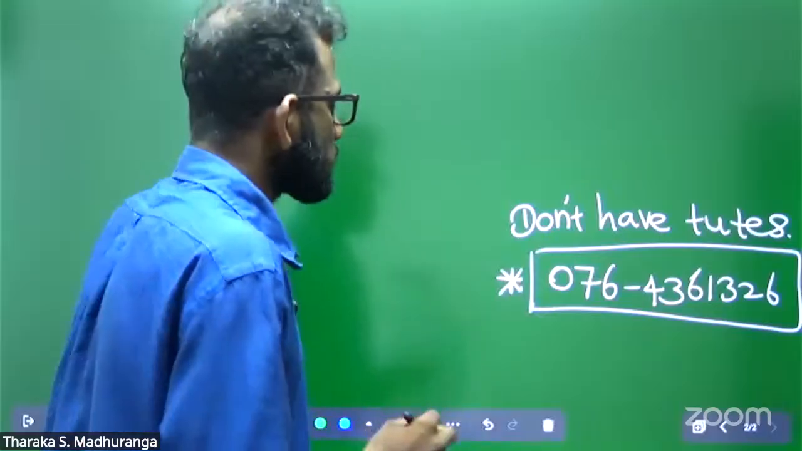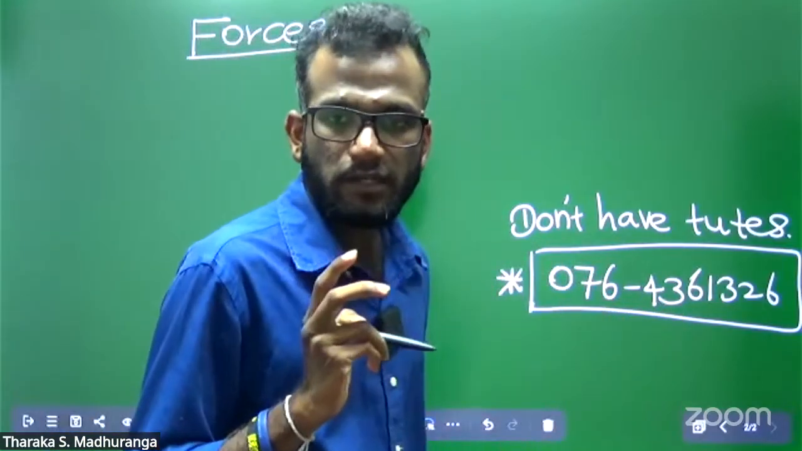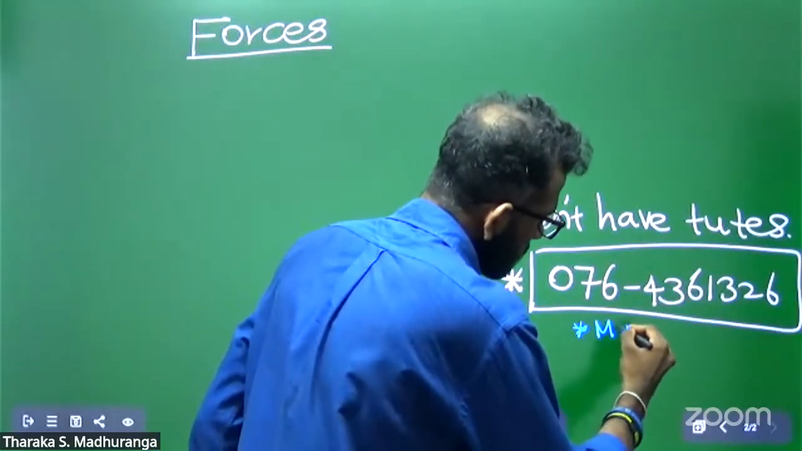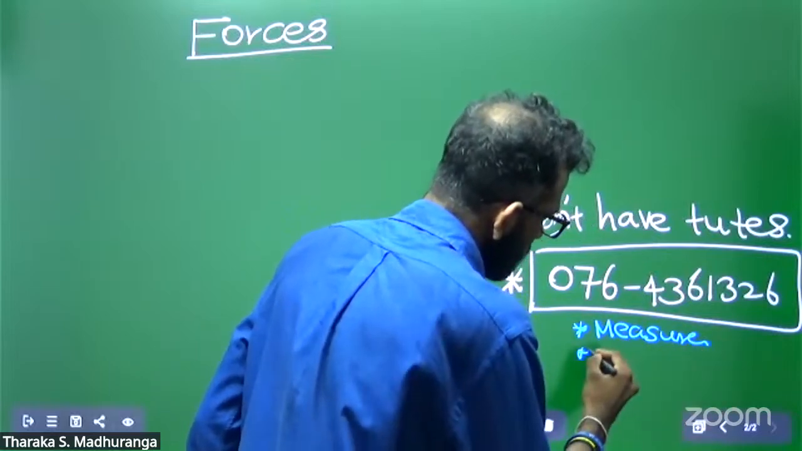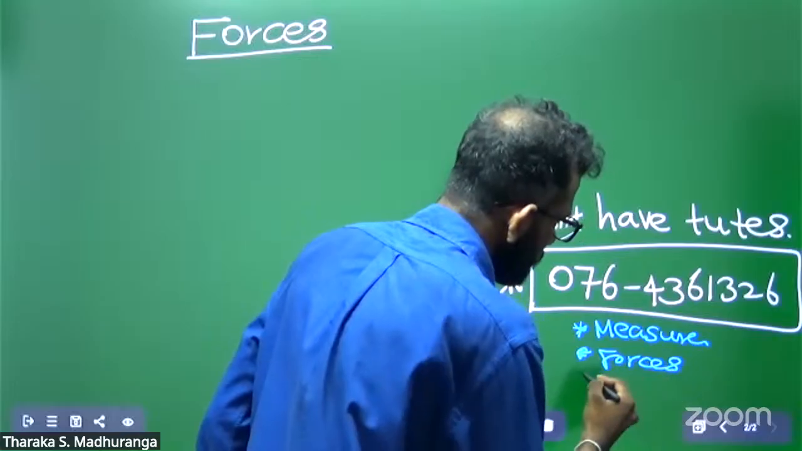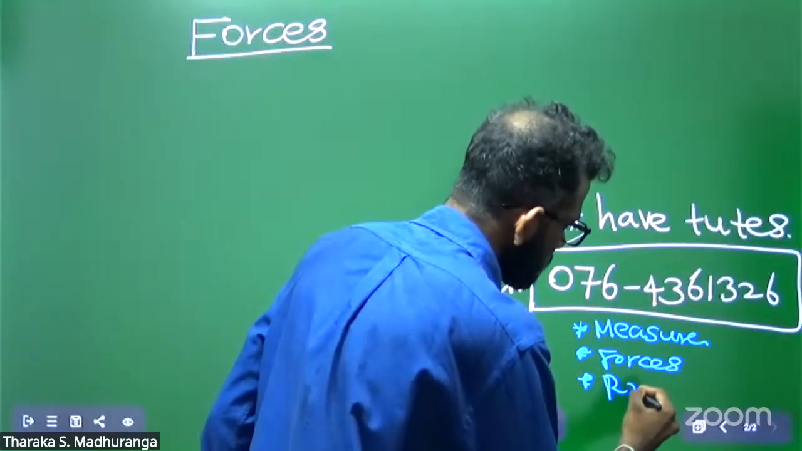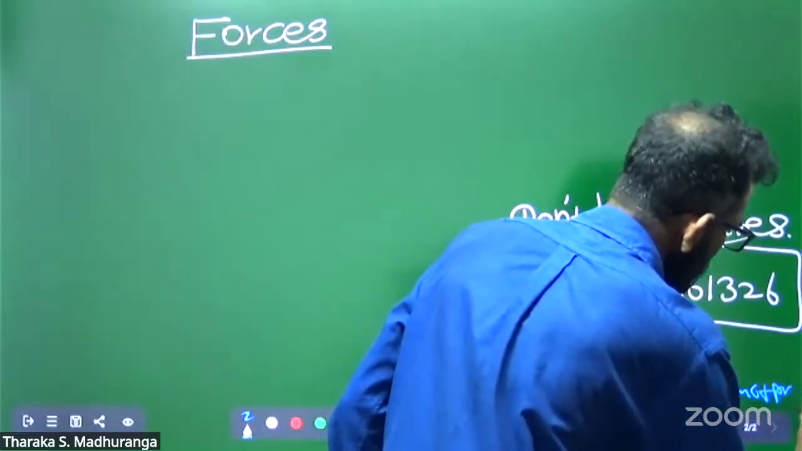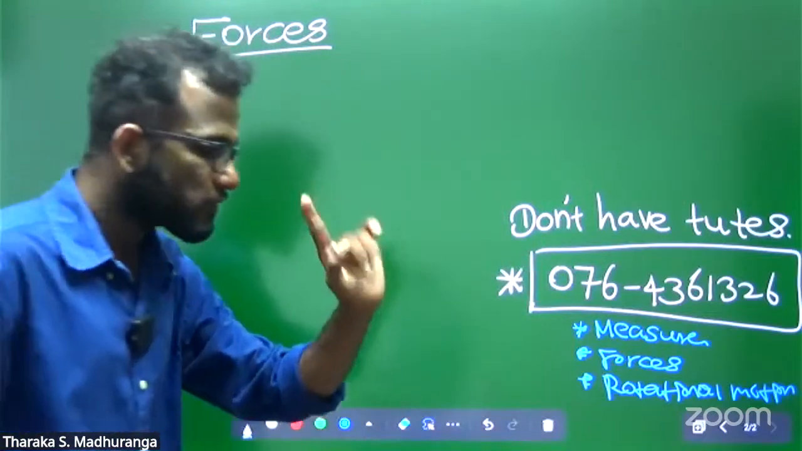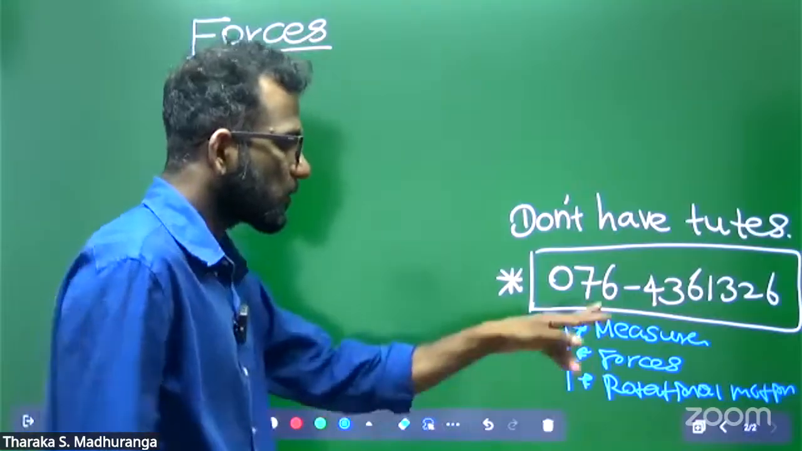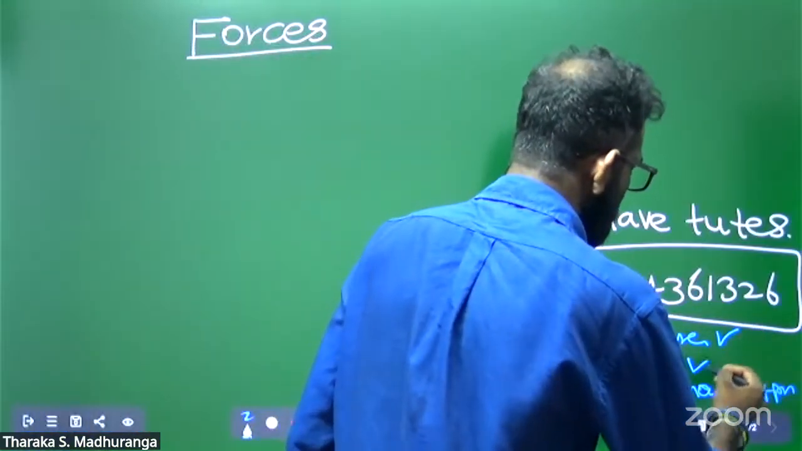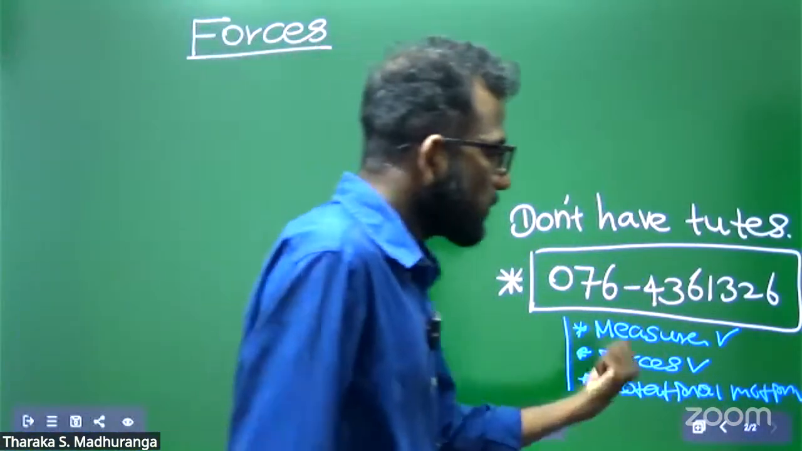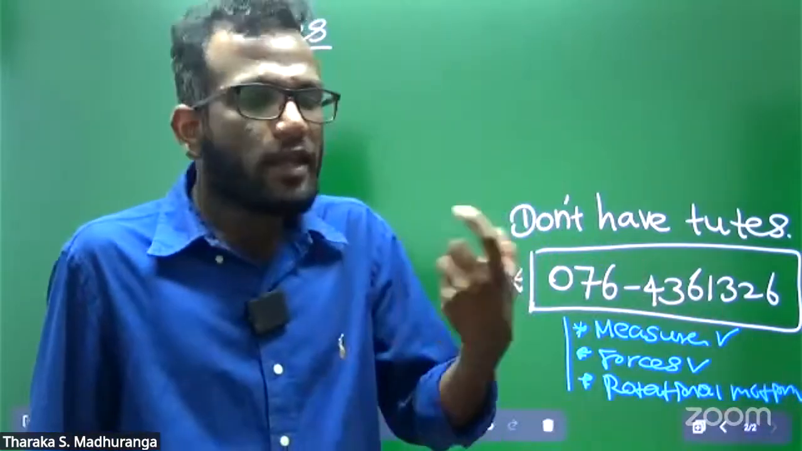Your first tute pack includes 3 lessons. The first tute pack includes measurement, forces, this lesson's tute. Then you have the rotational motion lesson, our third lesson. Your first tute pack has 3 lessons. Measurement we already completed. Now today we start the forces lesson. After that we discuss the rotational motion lesson.